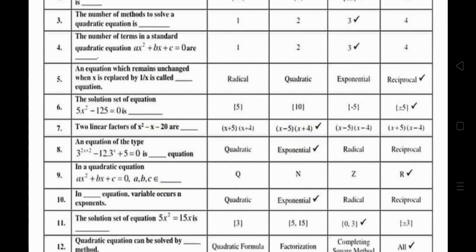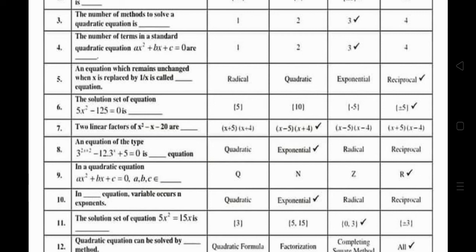Two linear factors of x square minus x minus 20 are x minus 5 into x plus 4. An equation of the type 3 power 2x plus 2 minus 12 into 3 power x plus 5 is equal to 0 is called exponential equation. In a quadratic equation ax square plus bx plus c is equal to 0, a, b, c are elements of real numbers.